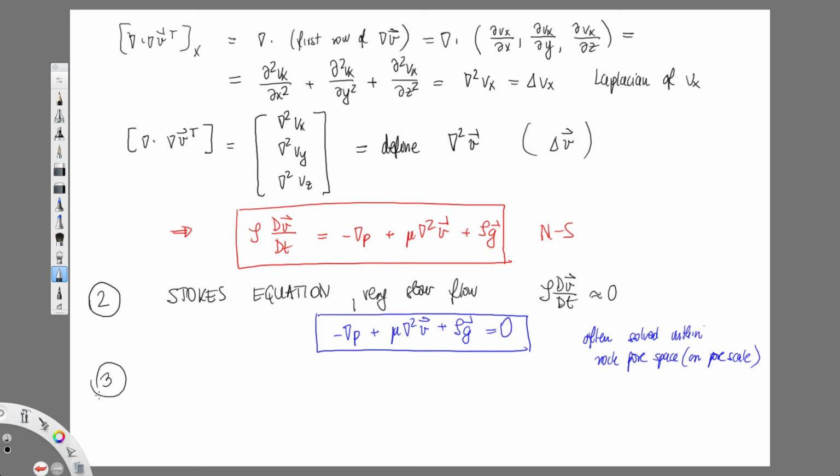The third example is on the other spectrum. You have to have constant viscosity. Yes, so this is just a special case of Navier-Stokes. So, special case.